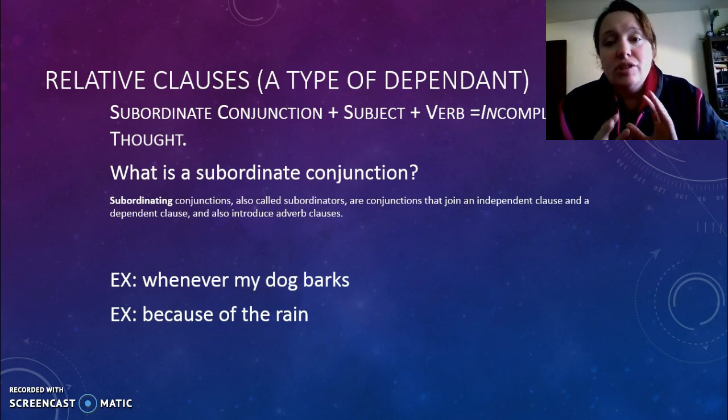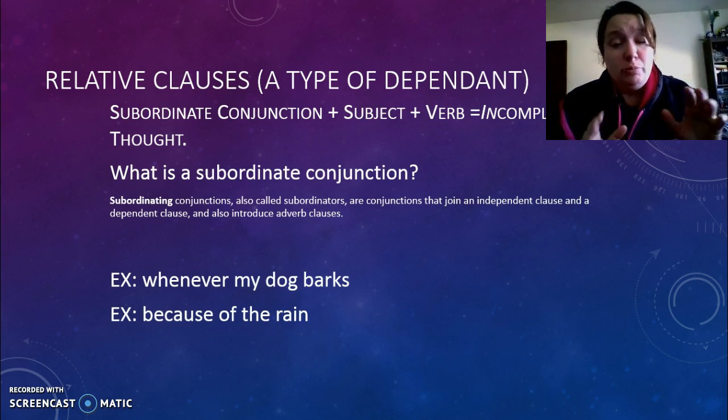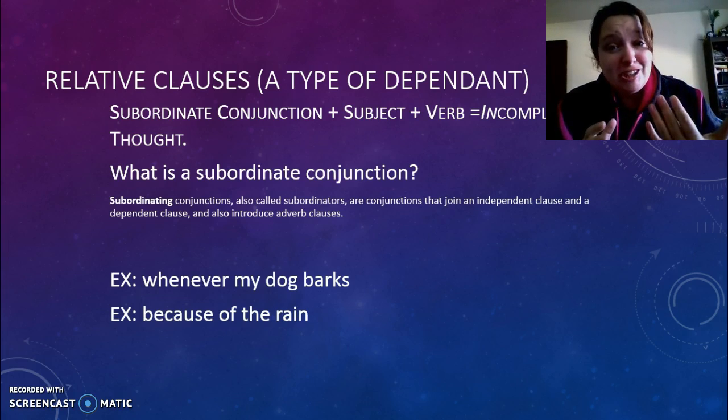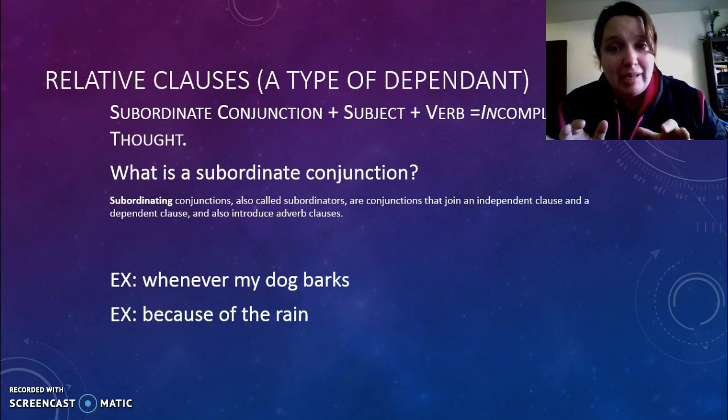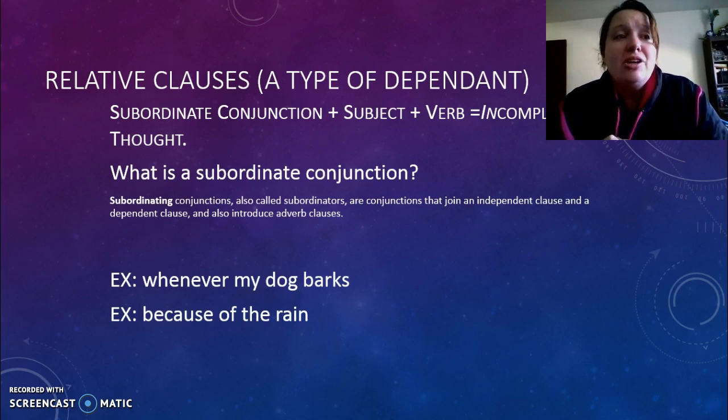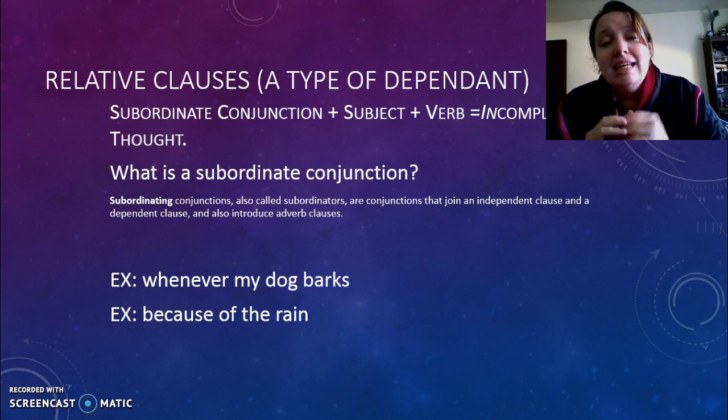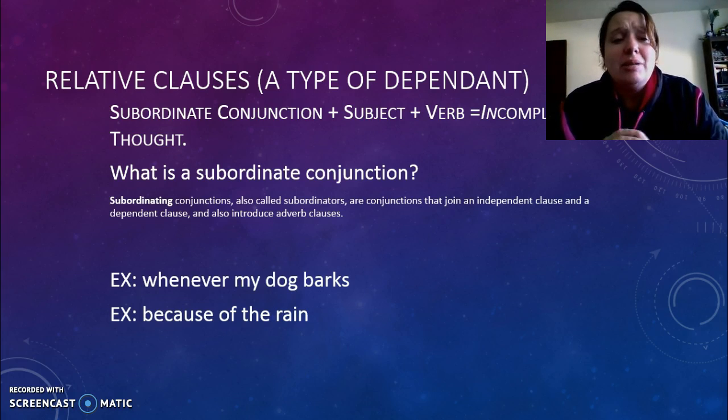Relative clauses. These are a type of dependent clause. They work as an independent clause, but somebody decided to ruin the whole thing and put something called a subordinating conjunction at the beginning. When you put a subordinating conjunction at the beginning of a completely good independent clause, you ruin the entire mess. We do this by accident a lot of the time when we're talking. I see it all over the place on social media. It just has no place in standard academic English.